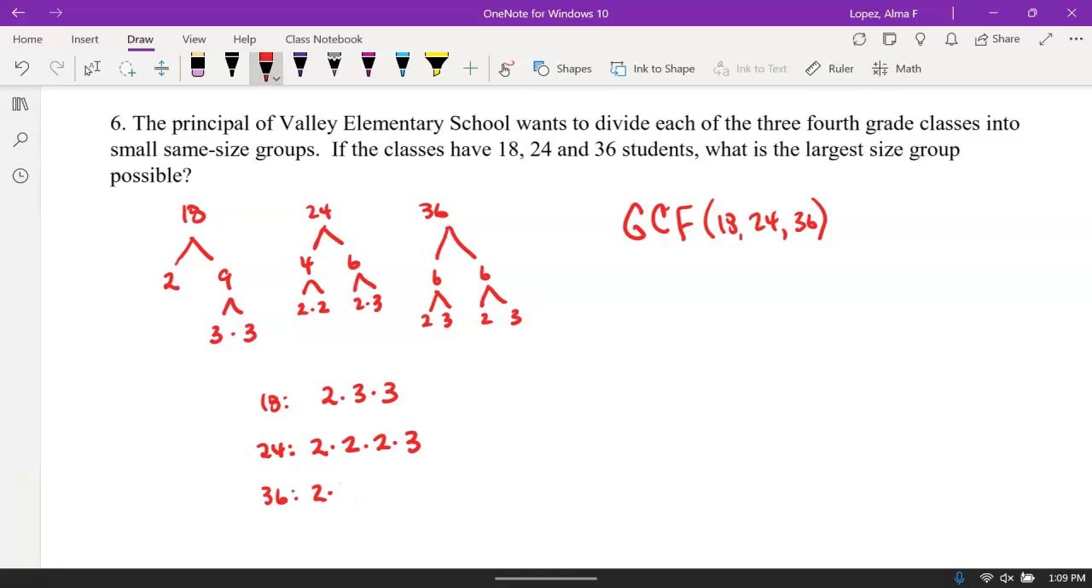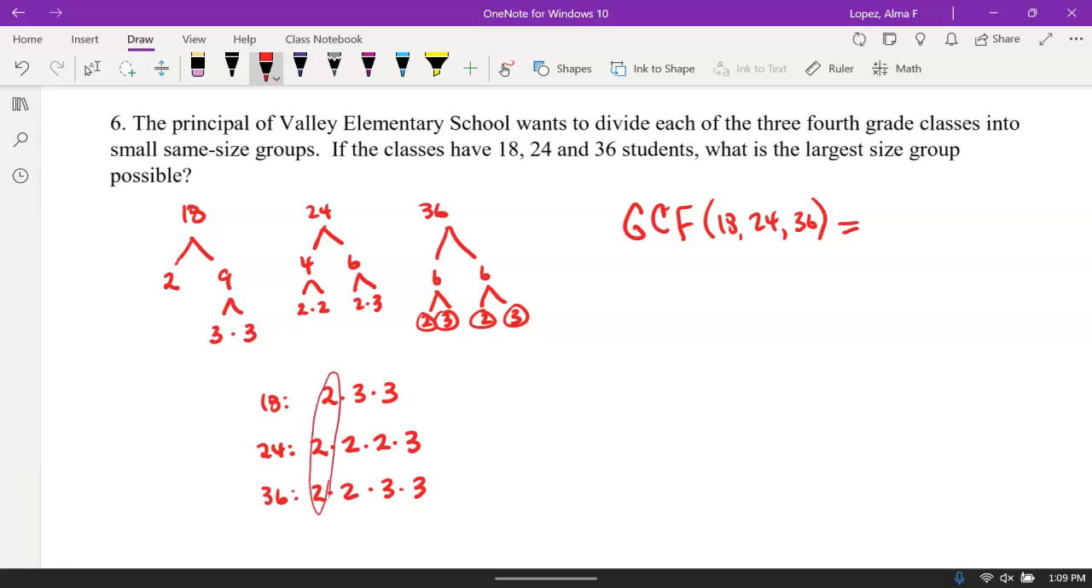I like to put them in order, right? When you see the ends of the branches, I put them in order. 2 times 2 times 3 times 3. So if I'm looking for the greatest common factor, it's the number that they all have in common, and it's going to be the largest I can come up with.